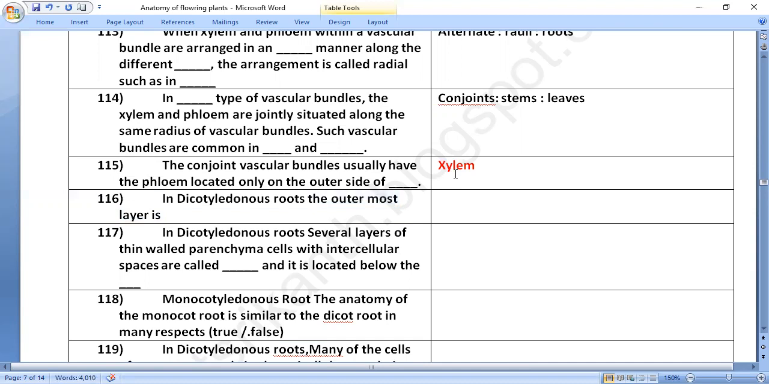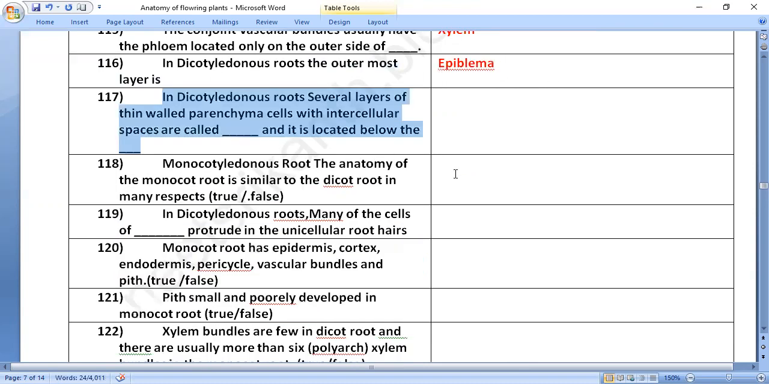In dicotyledonous roots, the outermost layer is epiblema. Several layers of thin-walled parenchyma cells with intercellular spaces are called cortex, and it is located below the epiblema.